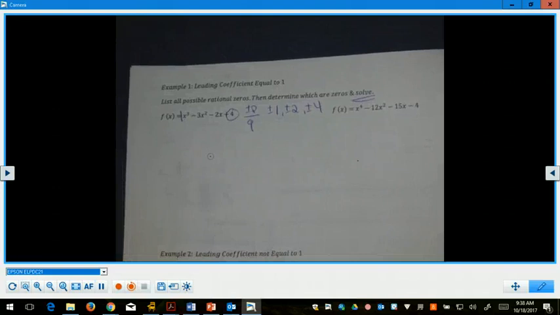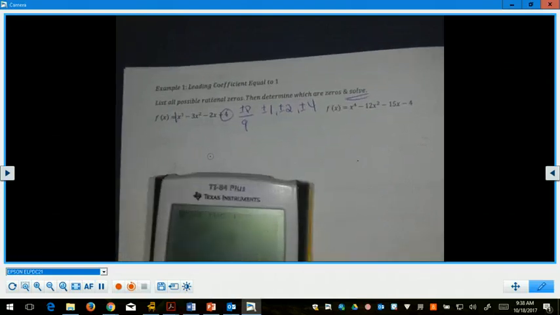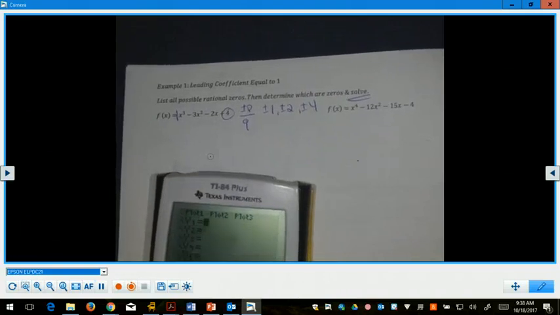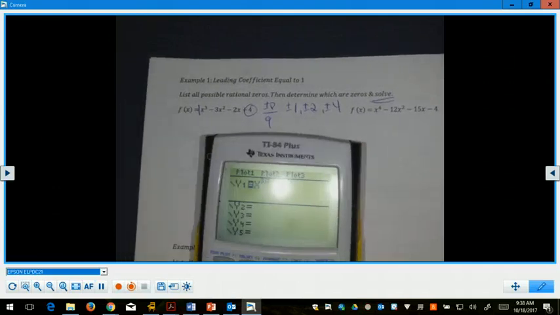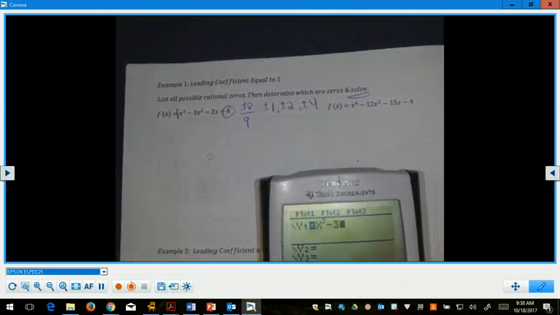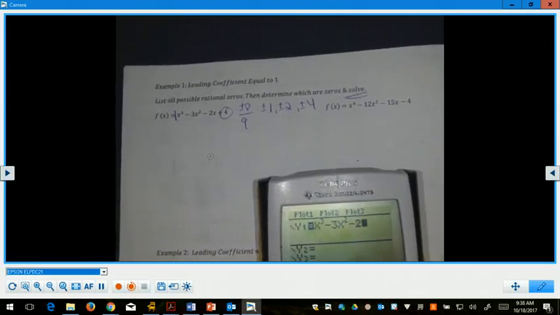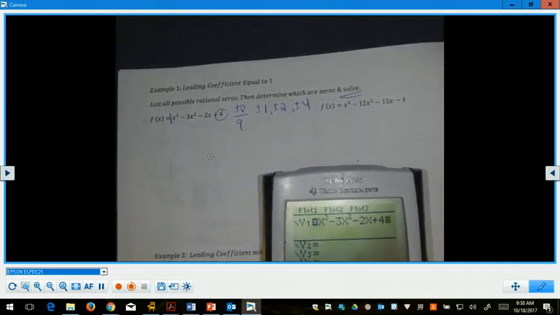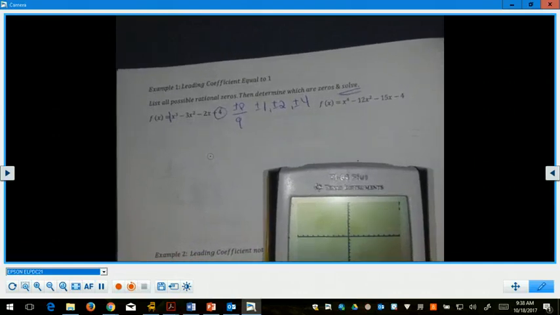I'm going to put this in my graphing calculator. And I honestly just like using this list. I almost never look at the graph. But some of you who are visual might prefer to look at the graph. So I'm going to have x cubed minus 3x squared minus 2x plus 4. And I hit graph, and sure enough, the graph intersects the x-axis at 3 places.